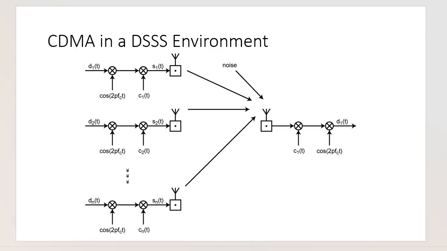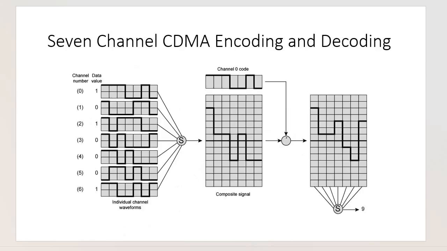This explains how CDMA operates within DSS systems, supporting multiple simultaneous users. And this is the illustration of multiple channel CDMA encoding and decoding, showing how signals are combined and separated using the spreading codes. I hope you all have understood about the spread spectrum.